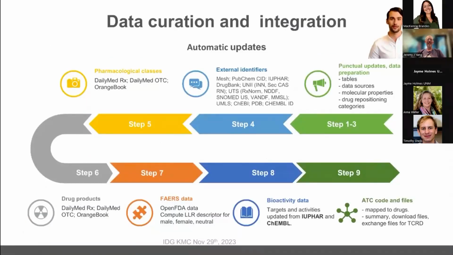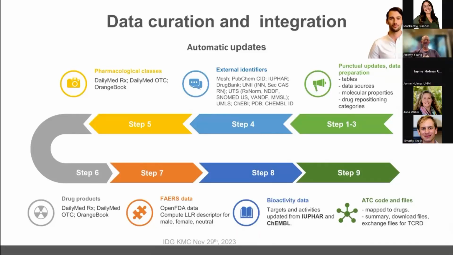Let's take a closer look at the data curation and integration process we use to compile the DrugCentral database. The process involves several steps to ensure accurate and up-to-date information. Periodic updates and data preparation, steps 1 through 3. We update tables, data sources, molecular properties, and drug repositioning categories to keep our database current. External identifiers, step 4. We integrate various identifiers such as MeSH, PubChem CID, IUPHAR, DrugBank, UNII, and more to ensure comprehensive data coverage.